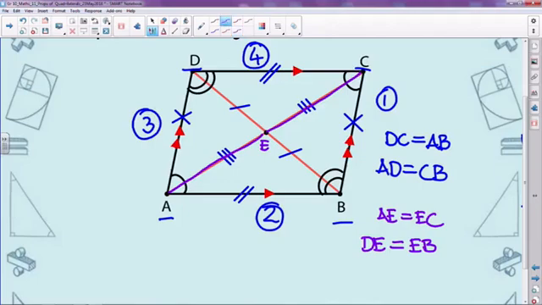We can also tell that this angle over here is equal to that, but that's just because they are vertically opposite, for no other reason.